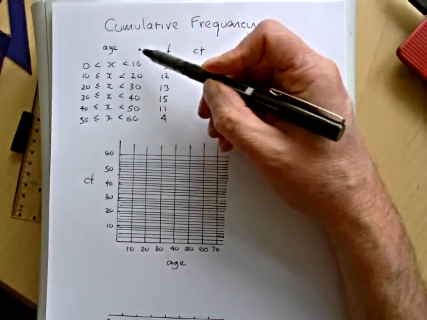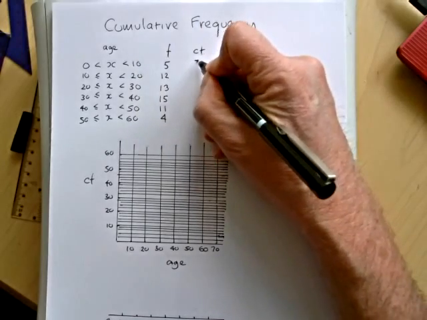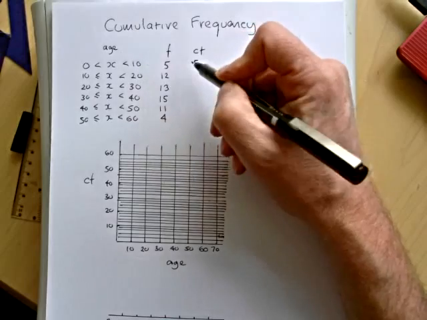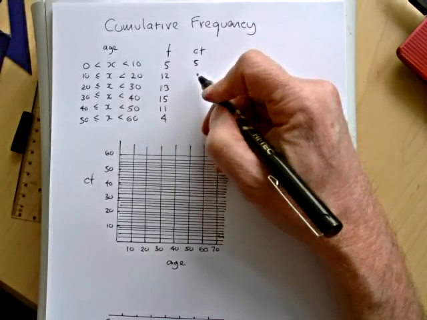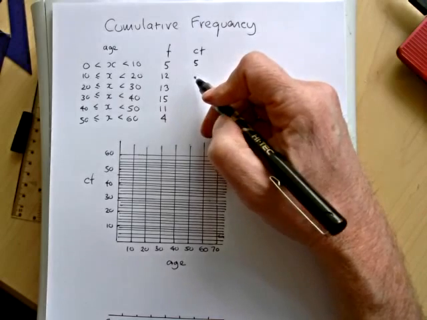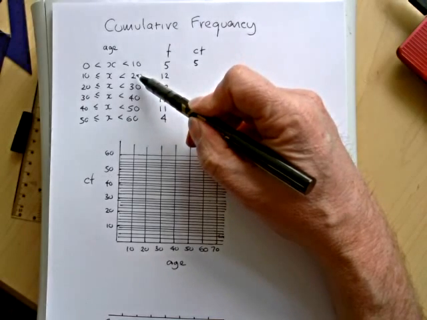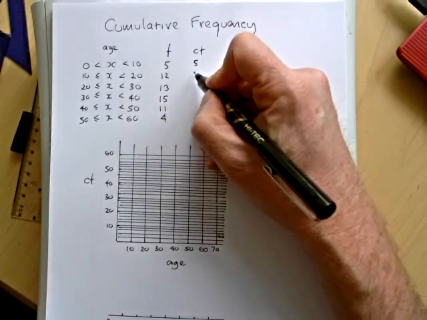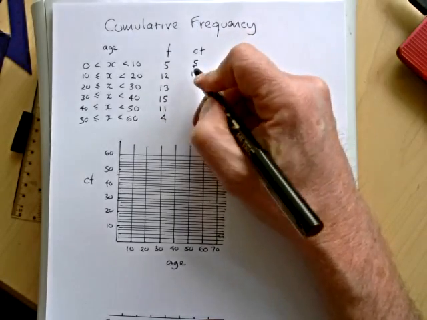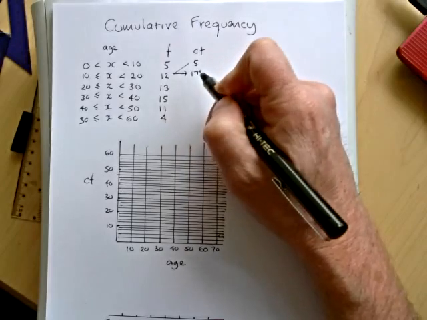Now cumulative frequency takes into account how many people there are up to the last number in the interval range. So the first two will be exactly the same because the number of people aged up to 10 is 5. In the next place though it's different, because what we're asking now is how many people in the street are aged up to 20. So that includes the 5 that were aged up to 10. So it's 5 plus 12 gives me 17.